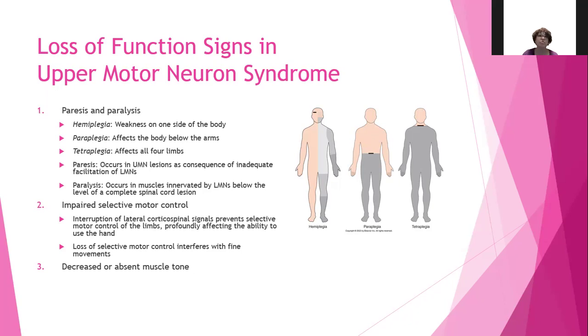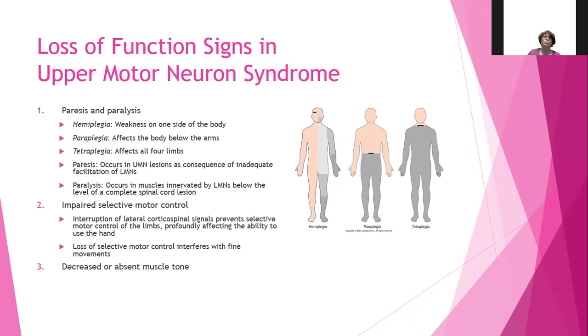With a spinal cord injury, paraplegia and tetraplegia. Paraplegia is body below the arms, and tetraplegia is all four limbs. Another word for tetraplegia is quadriplegia. And with paresis in upper motor neuron lesions, with hemiplegia, you get inadequate facilitation of the lower motor neurons because you have damaged upper motor neurons.